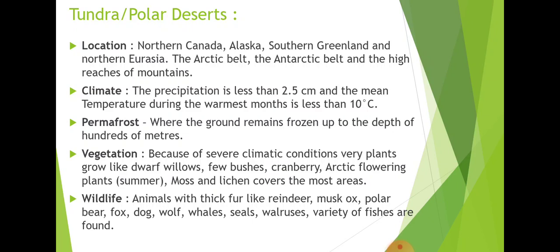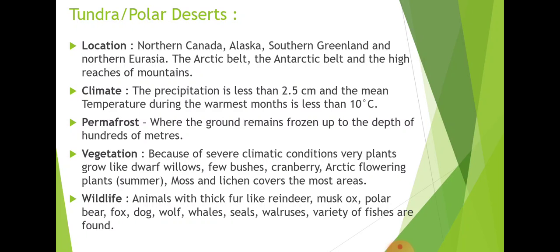Now moving towards the last topic of the chapter, that is the tundra or the polar desert. So basically the polar desert, as its name appears, is the area near the poles, and it is a desert basically because it is a cold desert, and there is very little vegetation and very little precipitation. The animals found in these regions are different from the animals found in other regions.